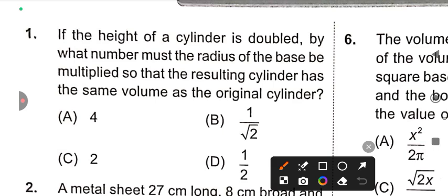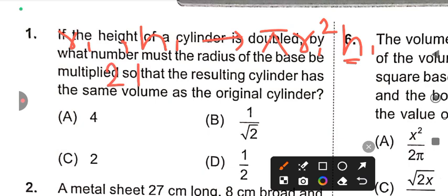We are just going to let the original cylinder's radius be R1, original cylinder's height be H1. So its volume, as we know that the volume of a cylinder is pi r square h, will be pi R1 square H1. Now we are doubling the original cylinder's height to get the new cylinder, so 2 into H1.